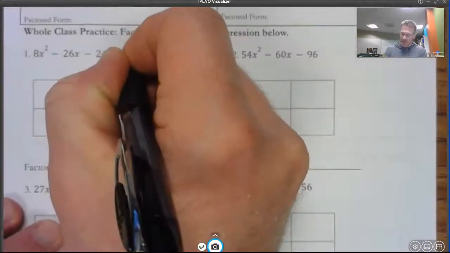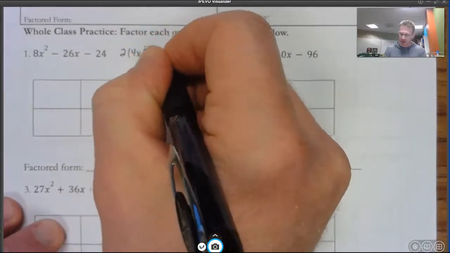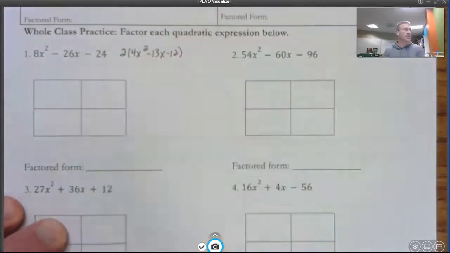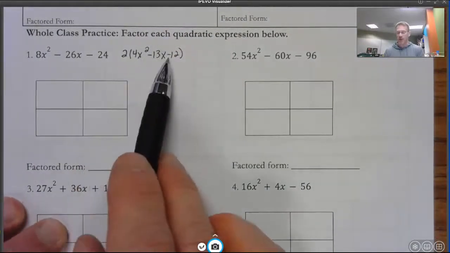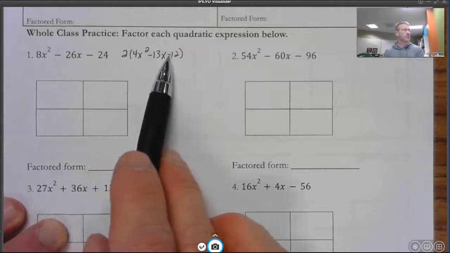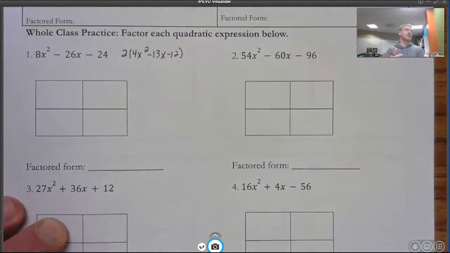Now if I factor out a 2, that's going to leave me 4x squared minus 13x minus 12. And so you can see now, this is going to make our A times C much smaller because now I'm going to do 4 times negative 12 instead of 8 times negative 24. So by factoring out that GCF, it's going to make things a lot easier to work with.